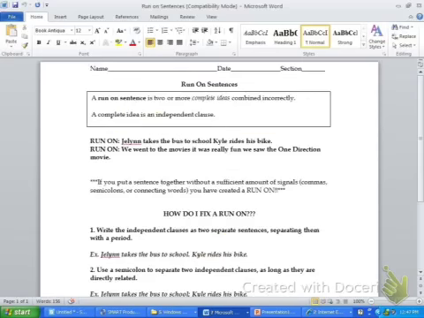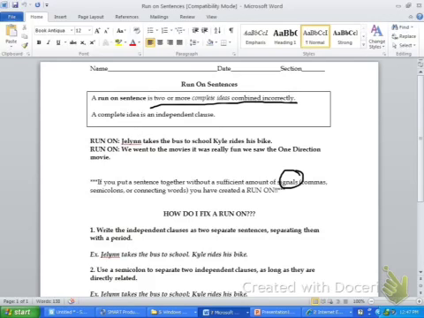So now that you've fixed all your fragments, take a look at this page about run-on sentences. A run-on sentence happens when we have two or more complete ideas combined incorrectly. Okay? So a run-on happens when we don't have enough signals, things like commas, semicolons, or connecting words, which we call conjunctions. So we want to make sure that we always have enough signals every time we start a new idea in a sentence.